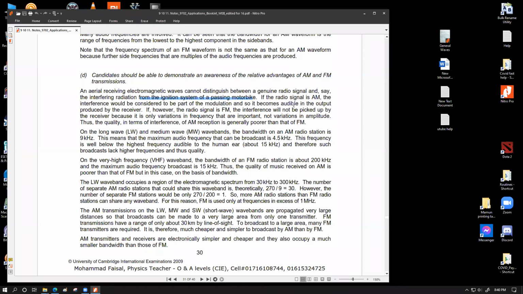So that's what this line says: if the radio signal is AM, the interference would be considered part of the modulation, and so it becomes audible in the output produced by the receiver. If, however, the radio signal is FM, the interference will not be picked up by the receiver because it is only variations in frequency that are important, not variations in amplitude. This is very important information that you have to understand.